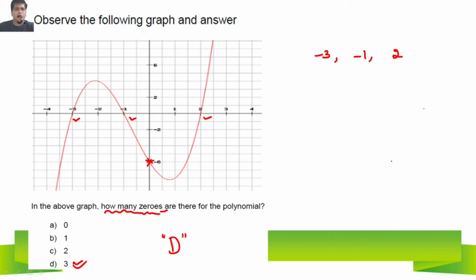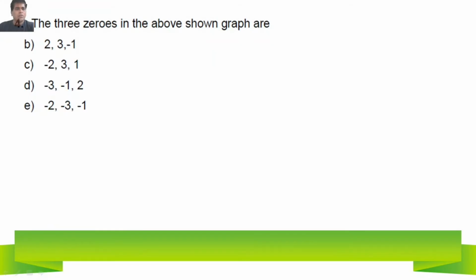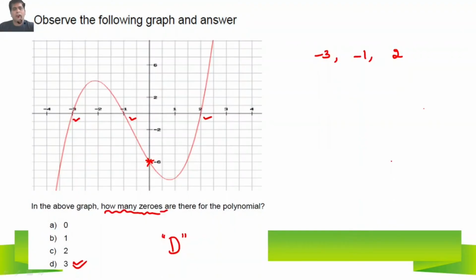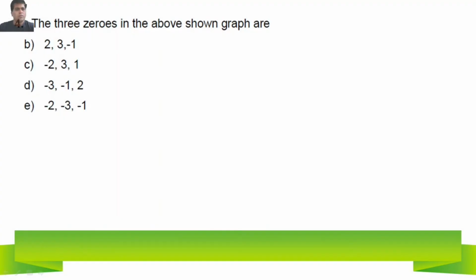Next question. The 3 zeros in the above shown graph are. What are the zeros? I already wrote the zeros: -3, -1, 2. These are the zeros. The graph is touching at -3, touching at -1, and intersecting at 2 also. Touching and intersecting are both the same. Let's move to the next question.